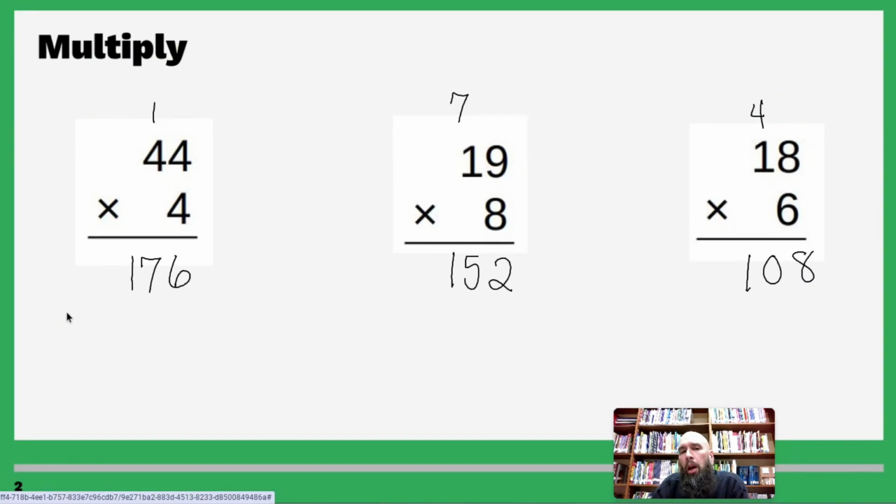All right, so kind of tricky. If you're not sure what we did, go back and watch it again. Hit the rewind button and watch it again. You're going to multiply your number by the ones digit. Write out the ones number, carry the tens number, multiply it again, and then add that extra number.